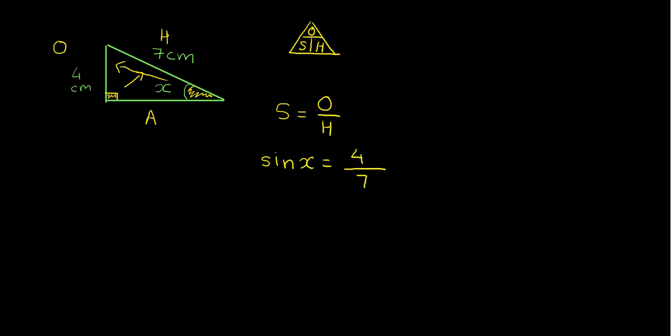Now in order to find a missing angle, we will use the inverse of the ratio. So I'm going to write this as X is equal to inverse sine, and we only use inverse sine, inverse cos, inverse tan when you're finding a missing angle. Missing lengths don't use inverse sine, cos or tan. Right, and I'm going to type this in my calculator. That gives me 34.8 degrees to 3 significant figures.